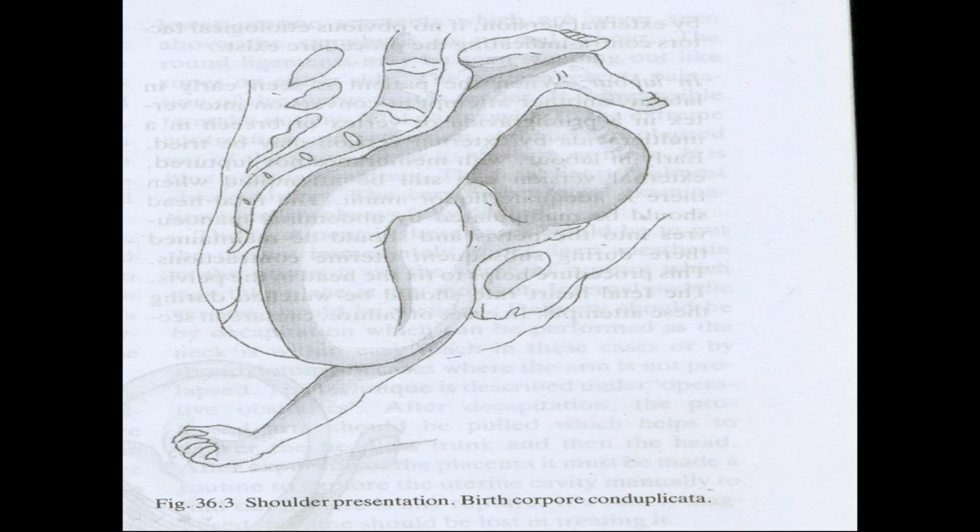So this is birth corpora conduplicata. This is what I have told you, where the buttocks of the baby will be born first. Sometimes, because the hand has already prolapsed out, this hand has come out, and then the head and the feet both will come together. They will be delivered together. This will happen in extremely preterm babies and in IUD babies. Because of the uterine contraction, it's a doubled up fetus. It is very, very rare, and is referred to as birth corpora conduplicata.